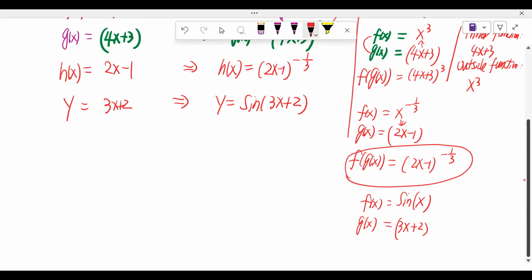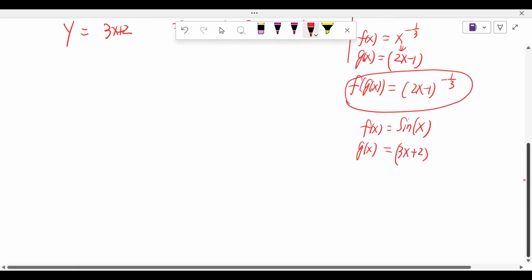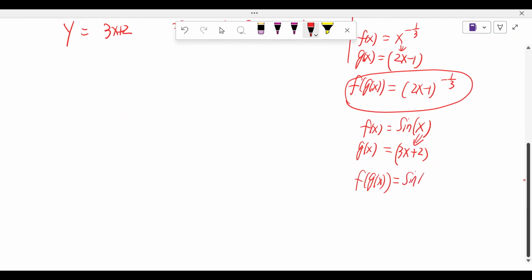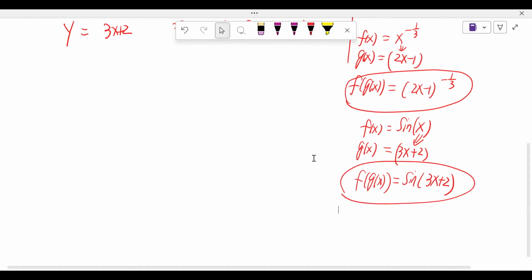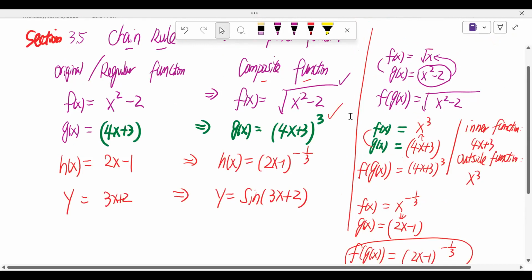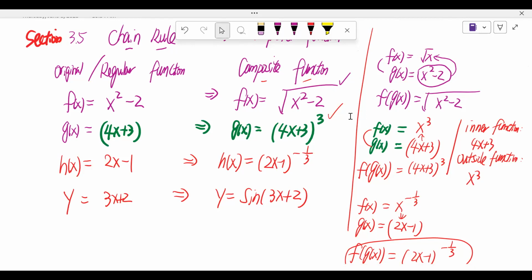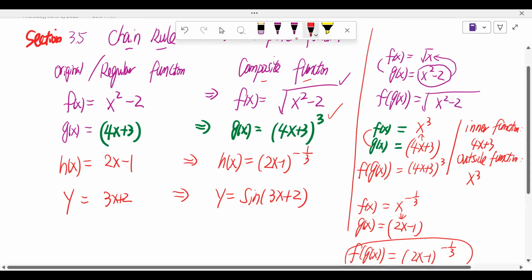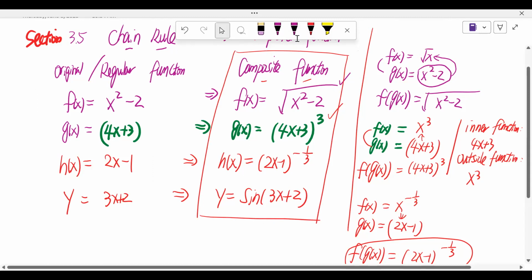We find the composition of those two functions. So in f composite of g of x, x becomes this, so it's sine of 3x plus 2. That's how we get all these composite functions, step by step, right? And those are the background information. It's something you learn from pre-calculus, and now in calculus, using the chain rule, we try to find the derivative of all the composite functions, right? That's our goal. Let's find out how we differentiate those.